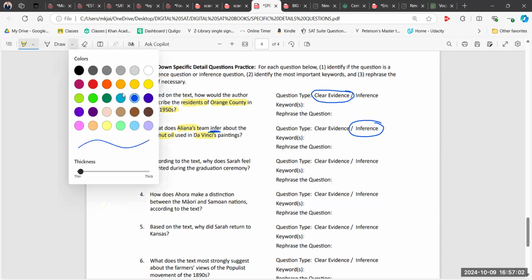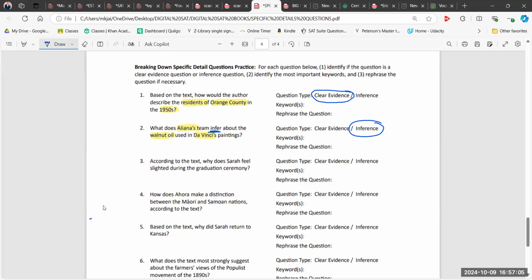Okay. Can you rephrase the question? Yes, I can. Do we need to or no need? No need. Why? Because it's simple. I don't have a lot of details. We said that we rephrase the question, Habibi, if you feel that it's a lengthy one, you've got a lot of keywords, you have to rephrase it in your own language. But here, no. Okay, so what does Eliana's team infer? What does the team infer about the oil used in the painting? What have they inferred about the oil in the painting?